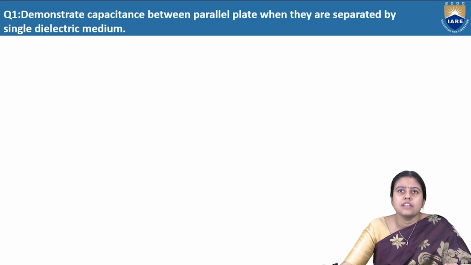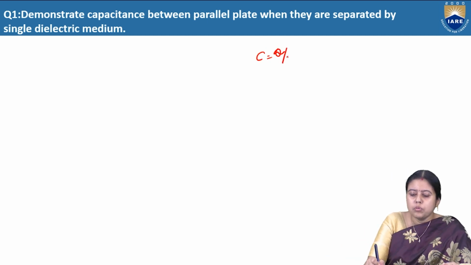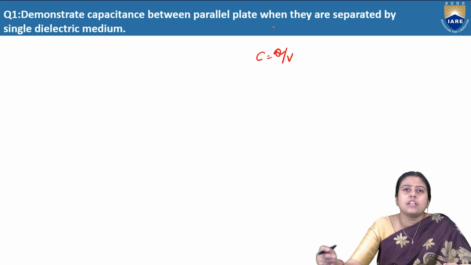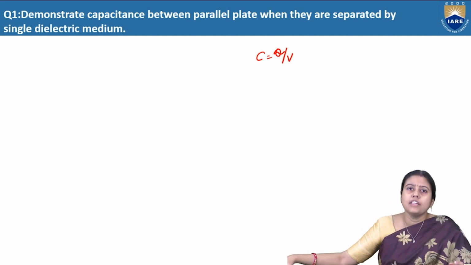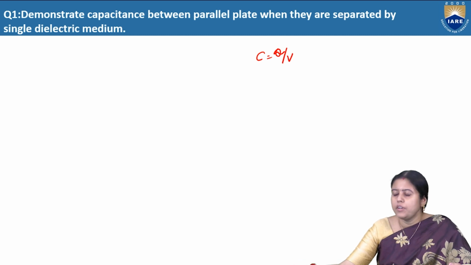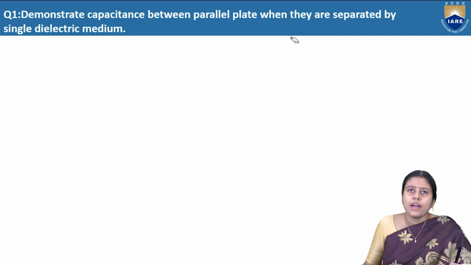Demonstrate the capacitance between parallel plates when they are separated by a single dielectric medium. So what is capacitance? We know capacitance is C equal to Q by V. The amount of charge per unit potential is known as the capacitance. Capacitance means the capacity for holding charge. So C is equal to Q by V.